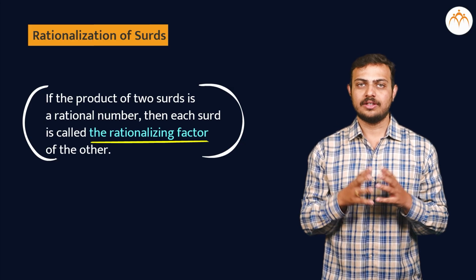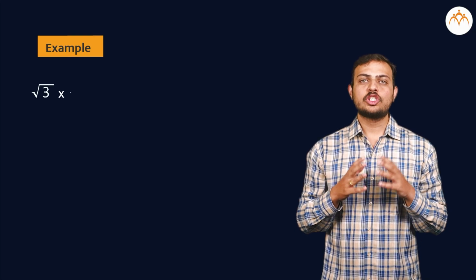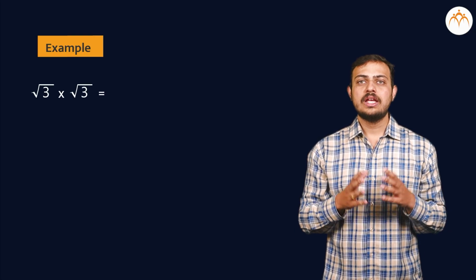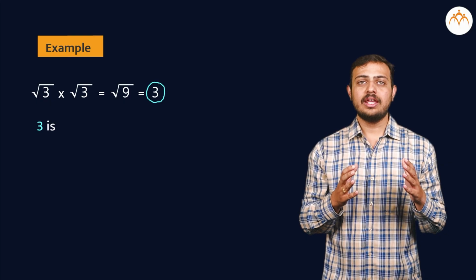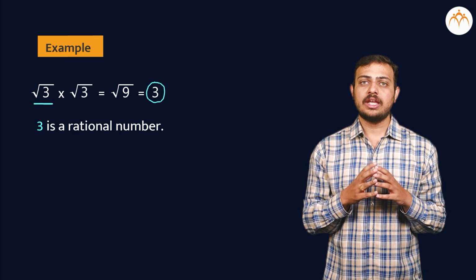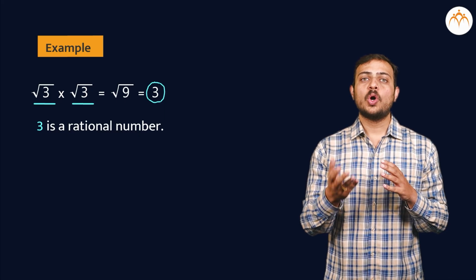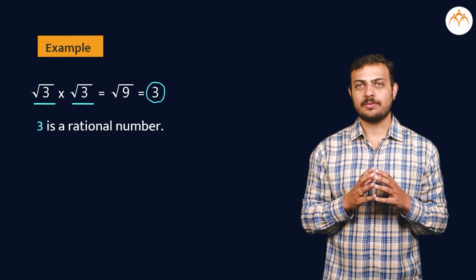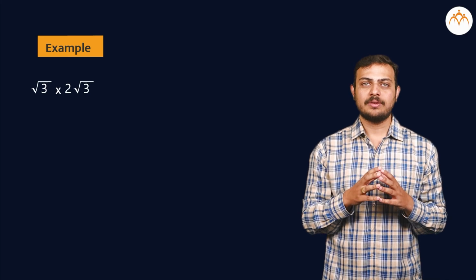factor of the other. For example, square root of 3 into square root of 3 is equal to square root of 9 equal to 3. So, 3 is a rational number. In this example, we have multiplied square root of 3 by itself, meaning square root of 3 is its own rationalizing factor. Now, let's multiply square root of 3 by 2 square root of 3.